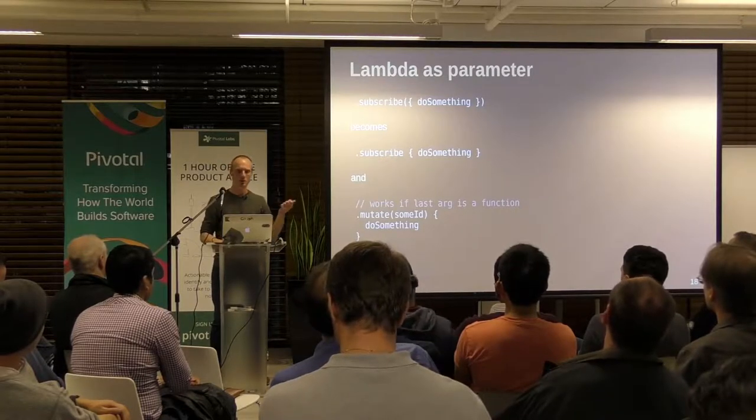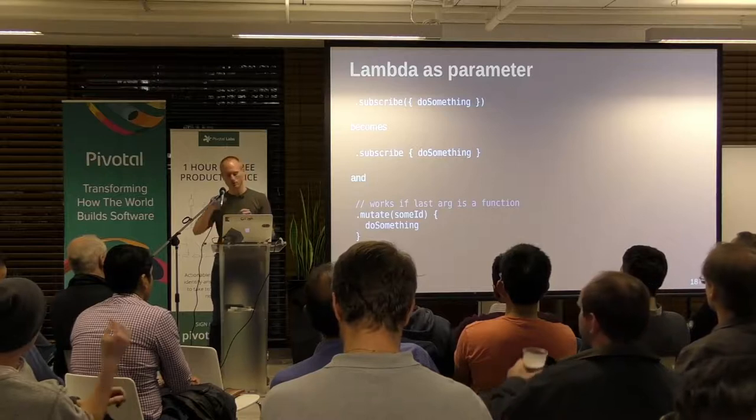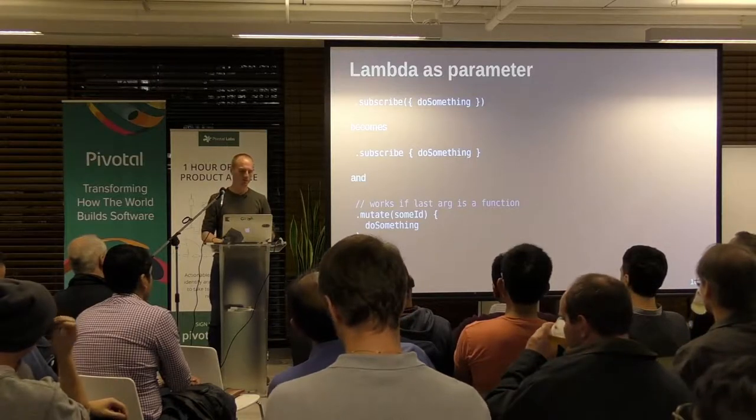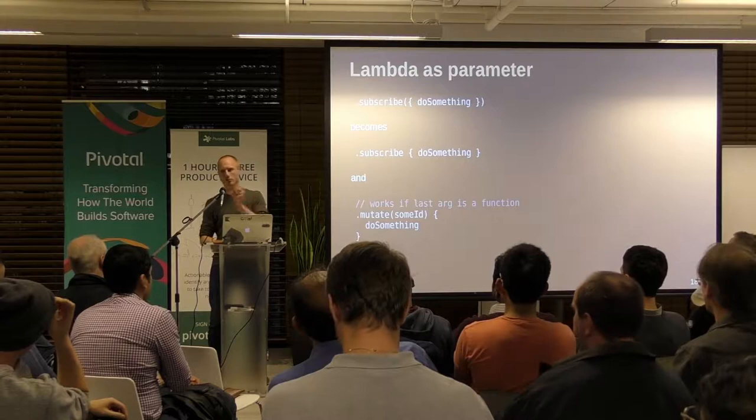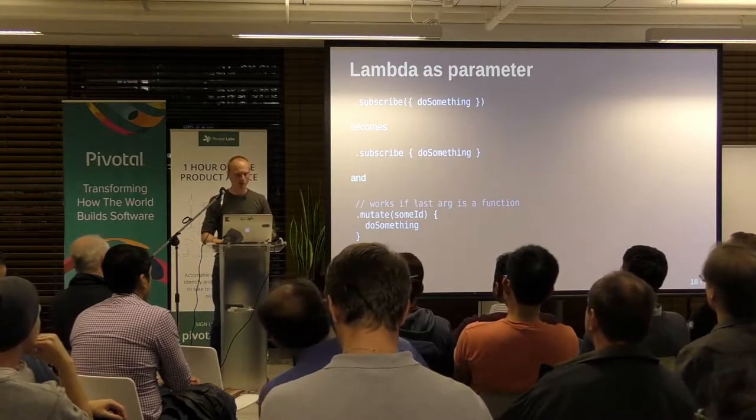So this is the same mutate method that we saw previously. If the lambda is the last one, you can just add it as a block at the end instead of putting it inside of the braces, which is really nice and makes it a lot more readable.